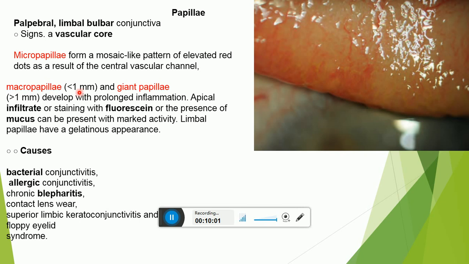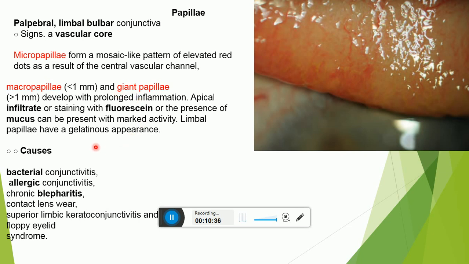The macropapillae are less than 1 millimeter. There are also giant papillae, more than 1 millimeter. Giant papillae develop with prolonged inflammation. There is apical infiltrate or staining with fluorescein or presence of mucus with marked activity. Limbal papillae have a gelatinous appearance.